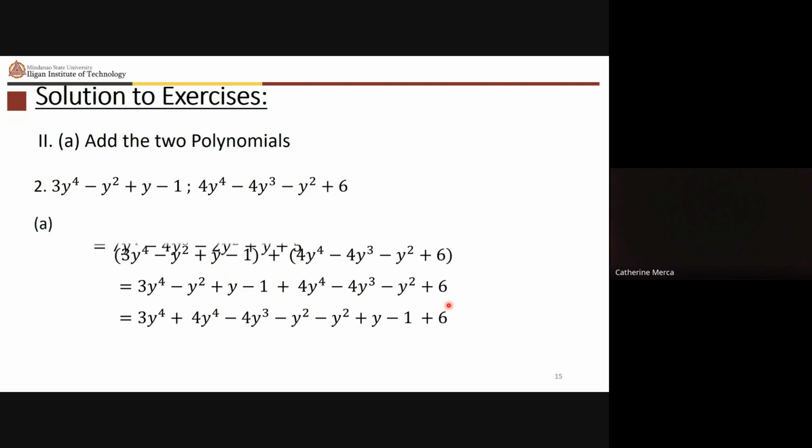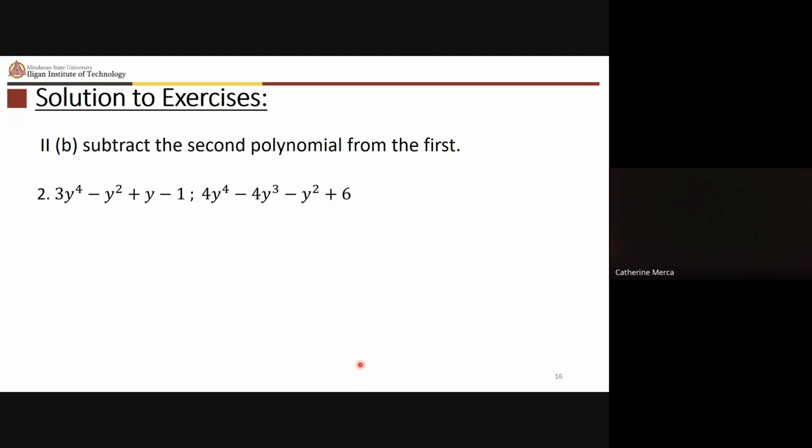So combining similar terms, this is 7y to the 4th, negative 4y cubed, negative y squared and negative y squared, negative 2y squared. This is y, minus 1 plus 6, that's equal to 5.